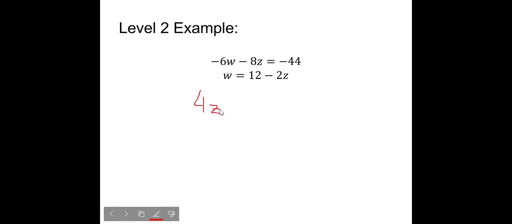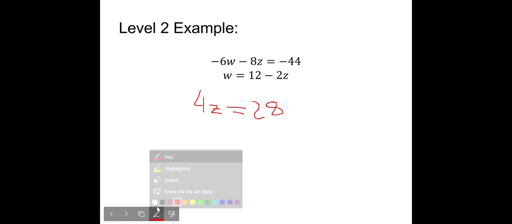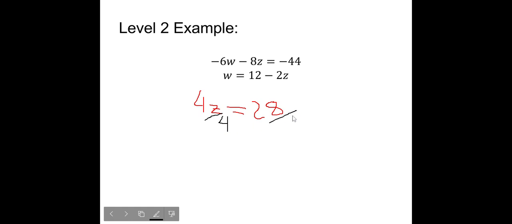4z equals 28, right? 72 minus 44. And lastly, we're going to divide by 4 on both sides because we want to get z by itself finally. So divide by 4, divide by 4. On the left, we have z equals, so 28 divided by 4, that's going to give me 7. That gives me 7.